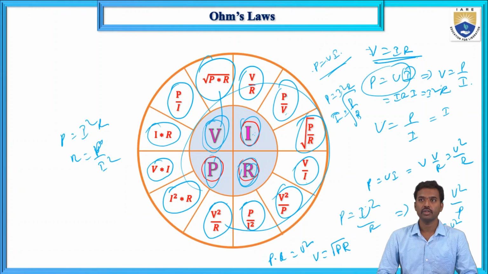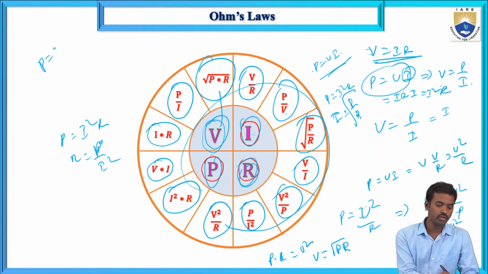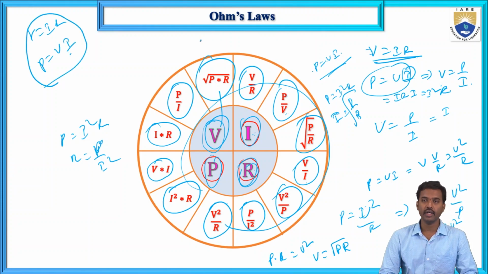So now this is for voltage, current, power and resistance, all the parameters' formulas. So if you know V equals IR and P equals V into I, if you know this one, then you can write any formula from it.